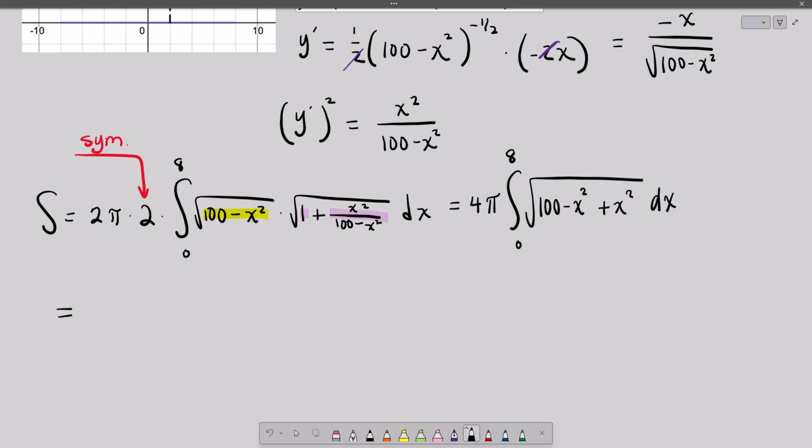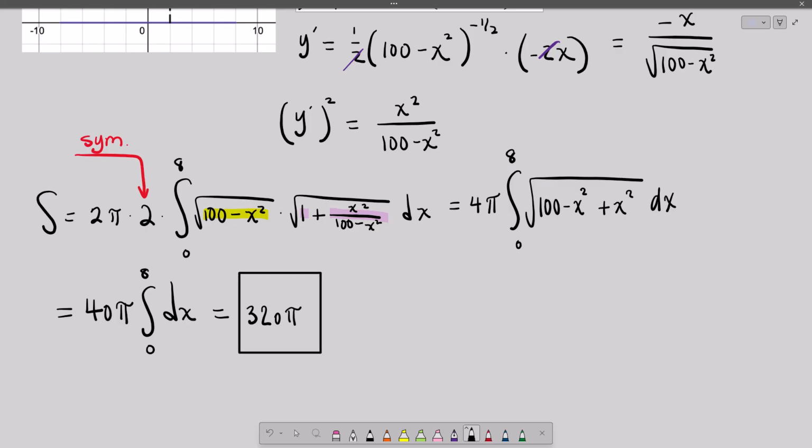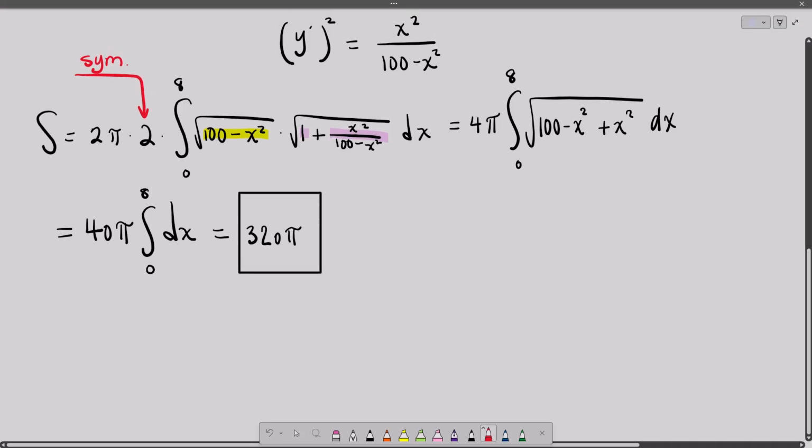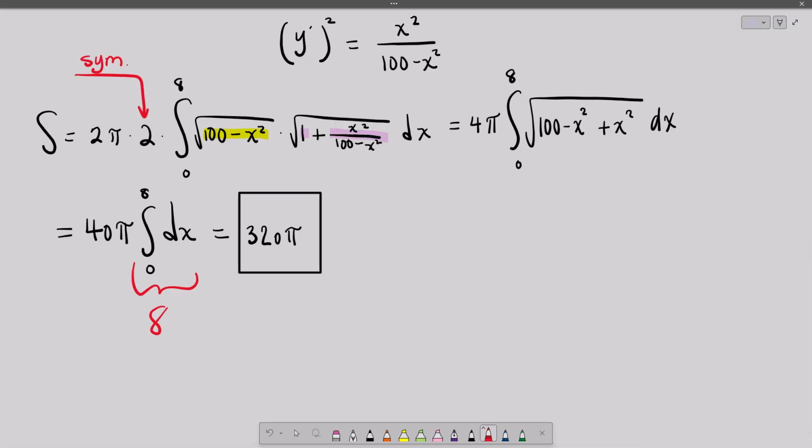Square root of 100 is 10. So we end up with 40 times pi, and our integral 0 to 8 dx. Integral 0 to 8 dx is going to be equal to 8, because this right there has value 8. So 320 pi will be our answer. So that is our surface area.